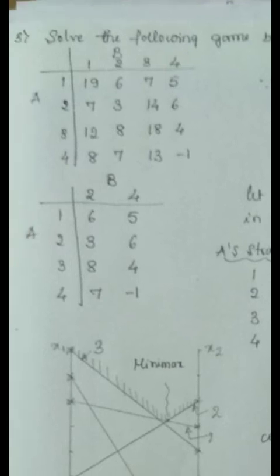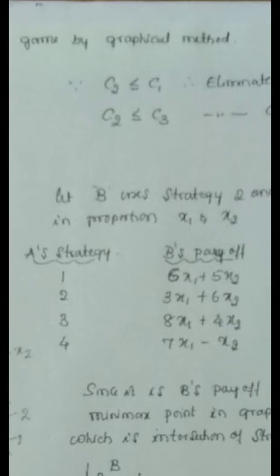Now, let us apply the dominance rule for the columns. If we compare the first and second columns, 6 is less than 19, 3 less than 7, 8 less than 12, 7 less than 8. Column 2 elements are less than or equal to column 1, so column 1 should be eliminated. It is removed. Now the remaining columns are 2, 3, 4.